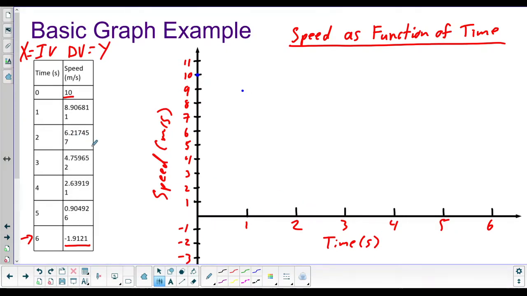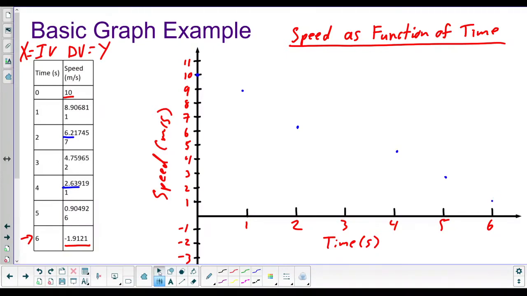2, we have to go to 6.2, so we'll go up to 6, and then maybe a little bit. Keep in mind, this is high school physics. It's really just 6.2. Do your best. 6 and a little bit, right? 4.75, so 4 and then 3/4 of the way to the next one. Maybe about there. 2.63, so 2 and a little over a half. Maybe right there. 0.90, so almost 1.